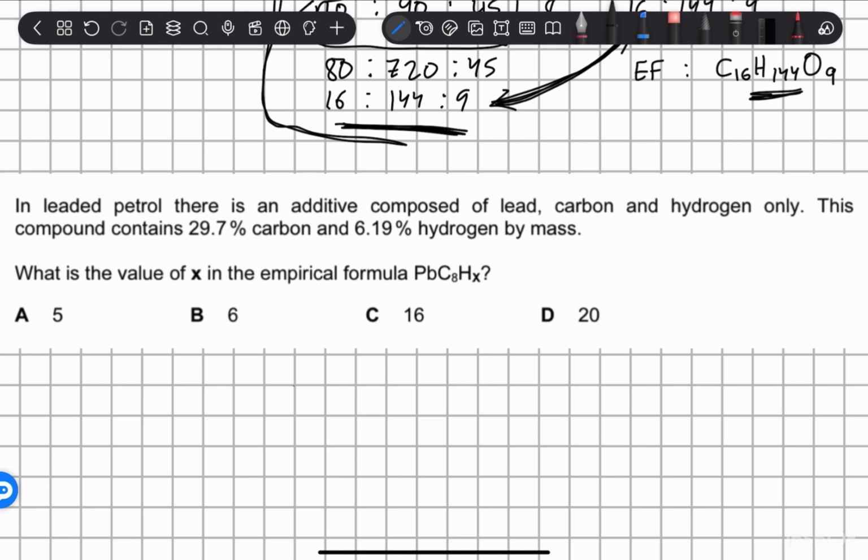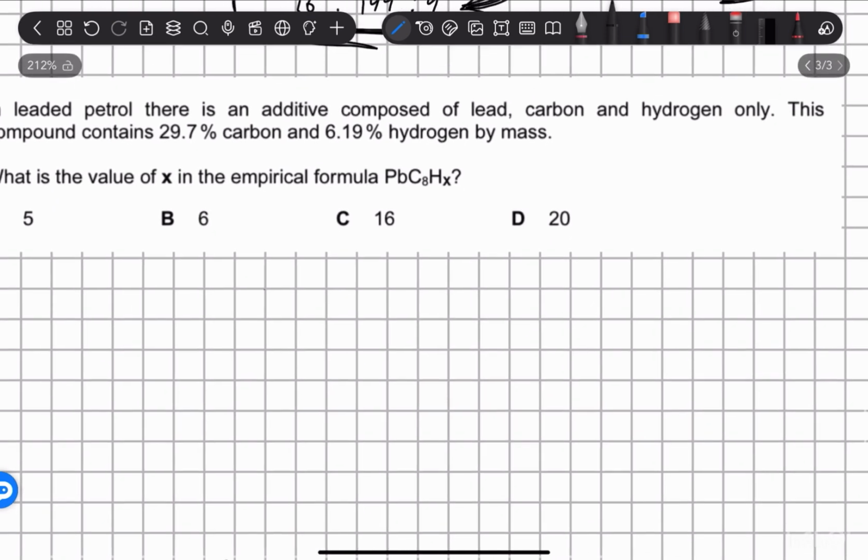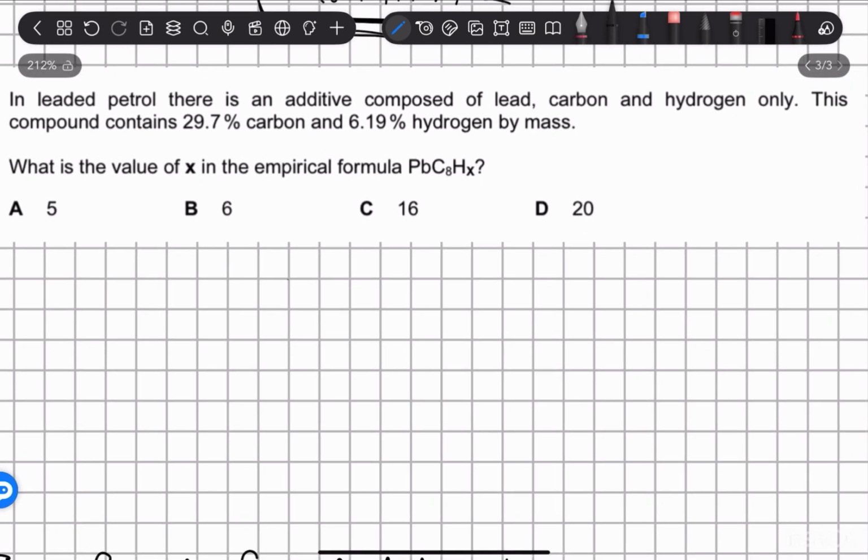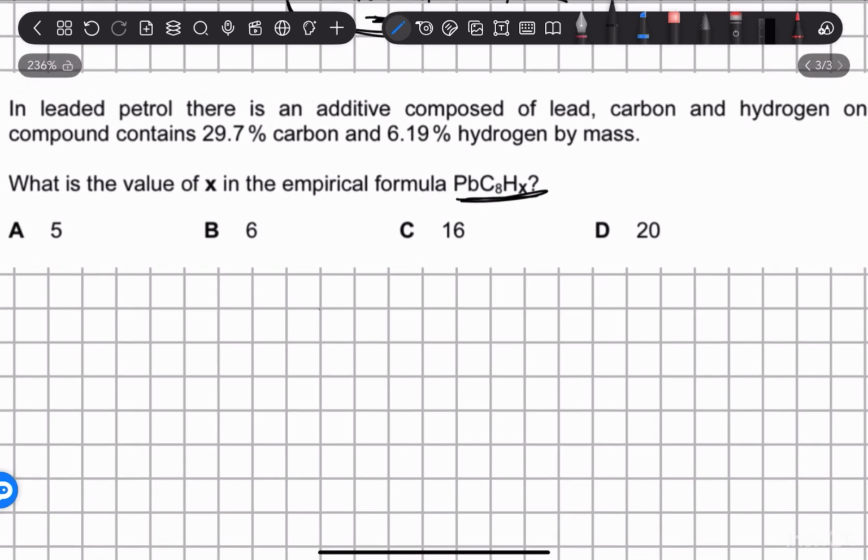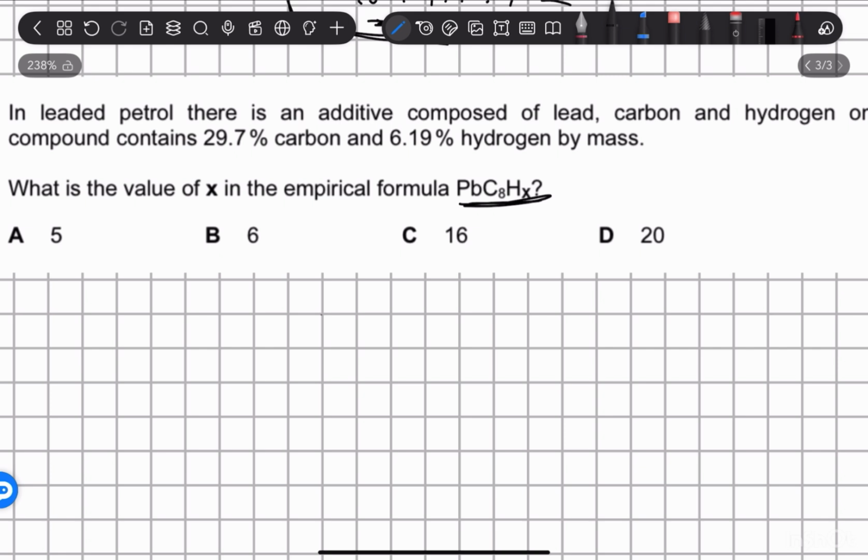So in leaded petrol, there is an additive composed of lead, carbon, and hydrogen only. This compound contains 29.7% carbon and 6.19% hydrogen by mass. What is the value of x in the empirical formula PbC8Hx? So we're given the empirical formula, but the goal of the question is actually to find it. So I'm just going to write the elements down. This is what we have.